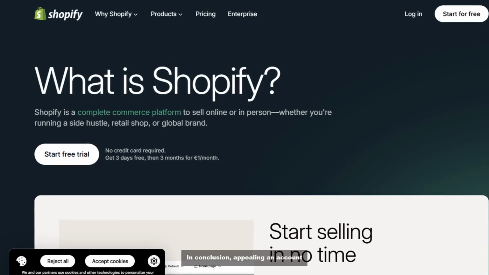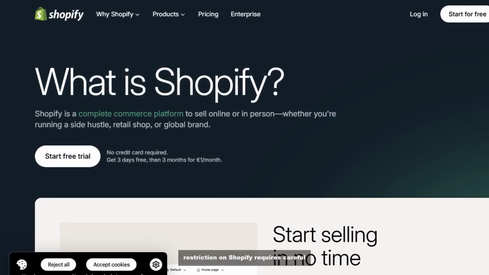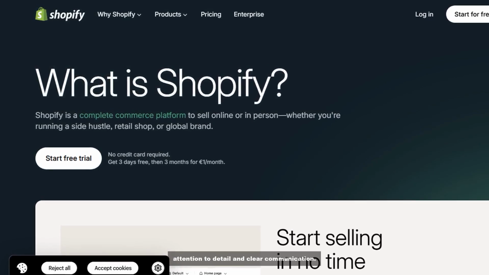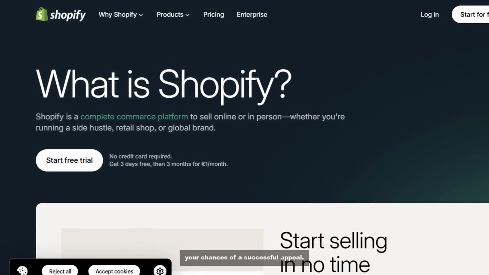In conclusion, appealing an account restriction on Shopify requires careful attention to detail and clear communication. By following these steps, you can improve your chances of a successful appeal.